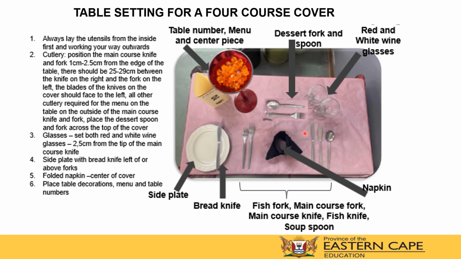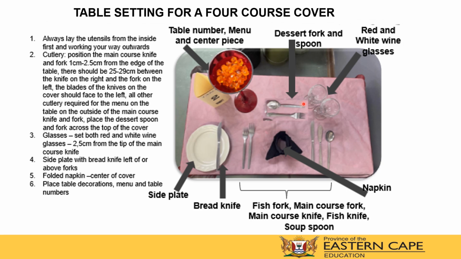All other cutlery required for the menu on the table must be outside the main course knife and fork. Okay, so that is, for example, this knife here, which is your fish knife, and then your fish fork here. So we said you start from the inside, working your way outside. All right, that's very, very important, boys and girls. Now you place your dessert spoon and fork across the top of the cover. There you have your dessert fork, and then you have your dessert spoon at the top there.